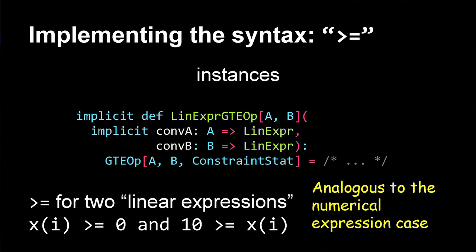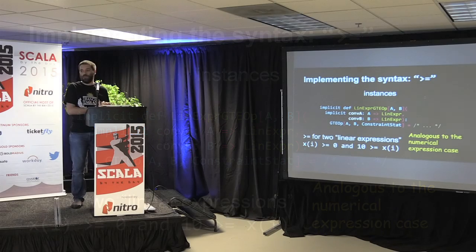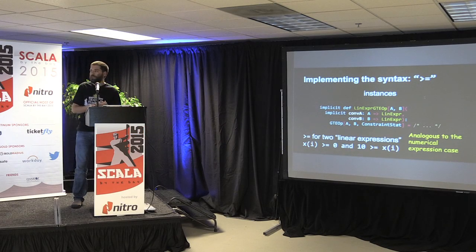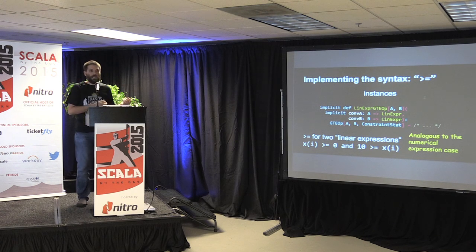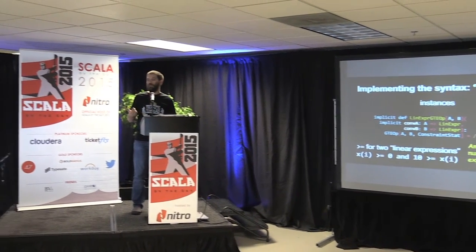This is the instance for the linear expression. It's pretty much the same as the numerical expressions. This is what allows to use the greater than or equals operator to create a constraint. In this case, we are asking that the view bounds be to linear expression, and we are creating the constraint. So with this, we are satisfying all the requirements that we have regarding the overloadings, the way we want to use the operators. But we have still one problem.